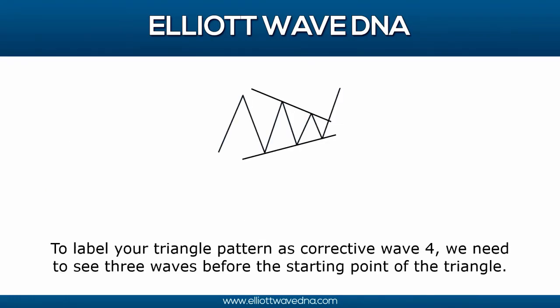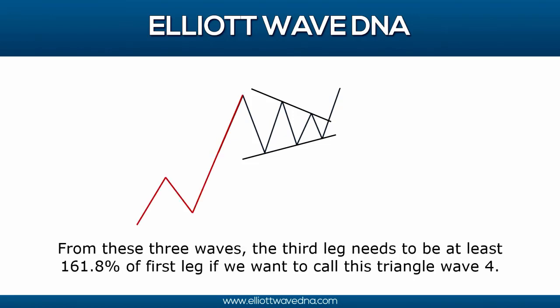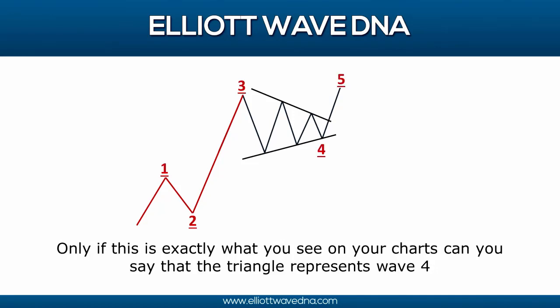To label your triangle pattern as a corrective wave 4, we need to see a 3-wave before the starting point of the triangle. From these 3 waves, the third leg needs to be at least 1/618 of the first leg if you want to call this triangle the wave 4. Only if this is exactly what you can see on your chart can you say that the triangle represents a wave 4 and you can expect a further push in the direction of the larger trend in the wave 5.